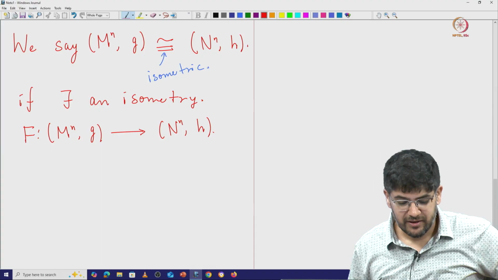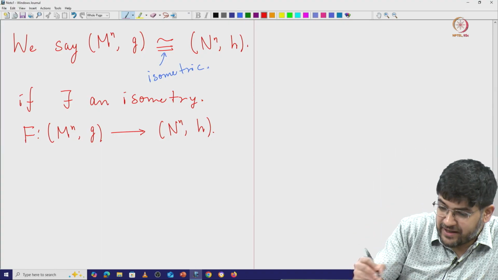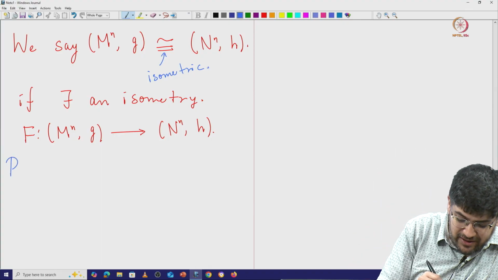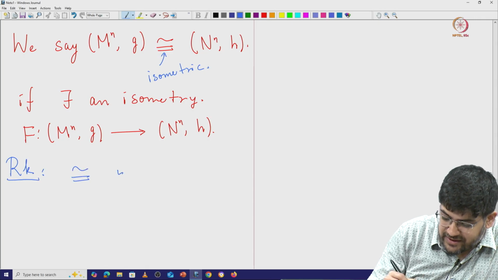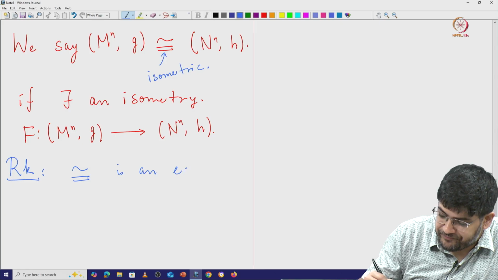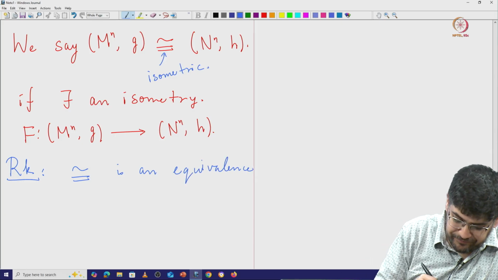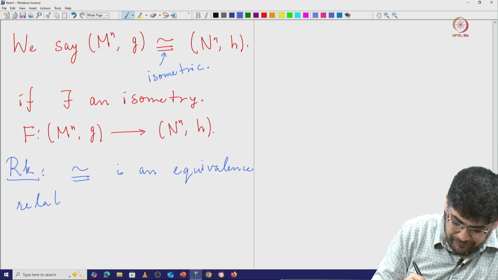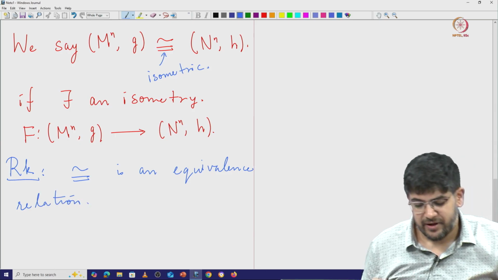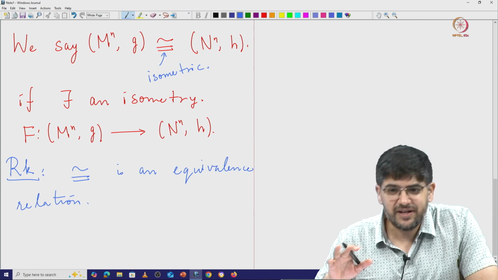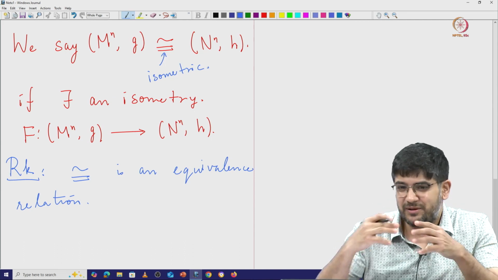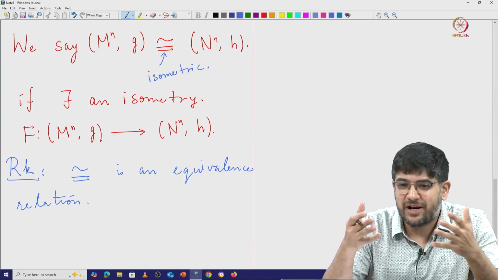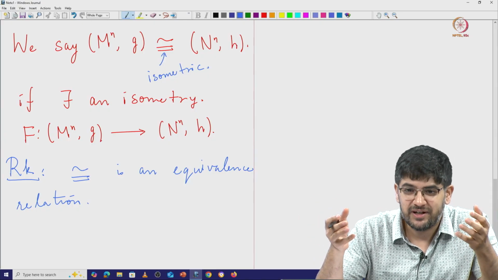Okay, and an elementary remark is that this is an equivalence relation. So the point is that as far as Riemannian geometry is concerned, two isometric manifolds are essentially indistinguishable, right.